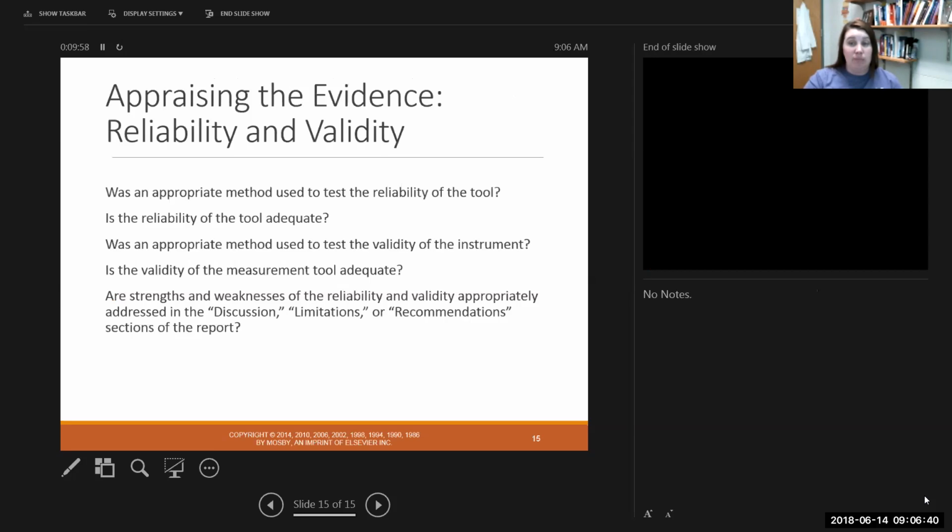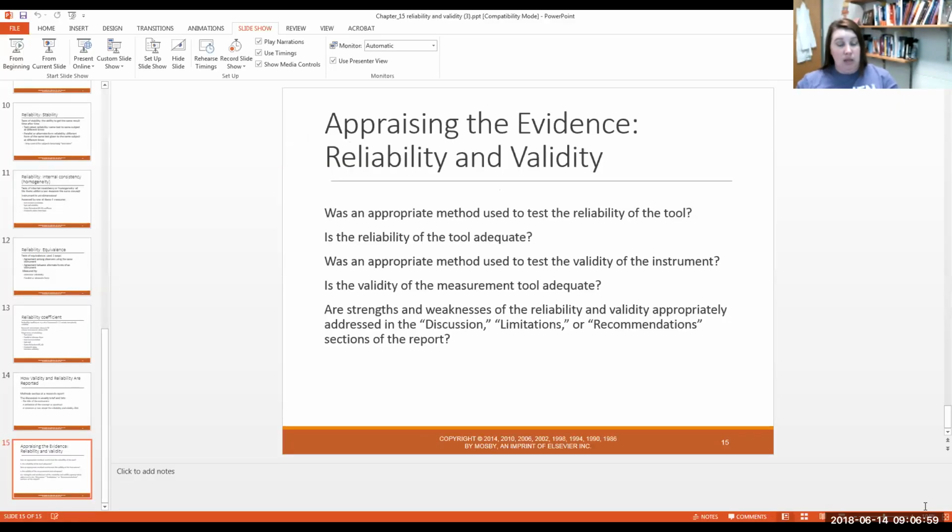And then again, all we're seeking to look for is, do they discuss strengths and weaknesses of the reliability and validity of their approach? They would do this in the discussions, limitations, or recommendations section of the report. So just how transparent are they being with that? All right, again, pretty high level stuff there. Use it as you see fit in helping you analyze the articles that you're doing here.